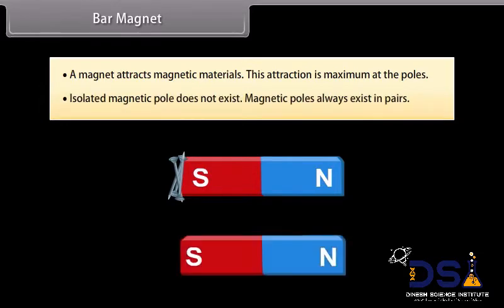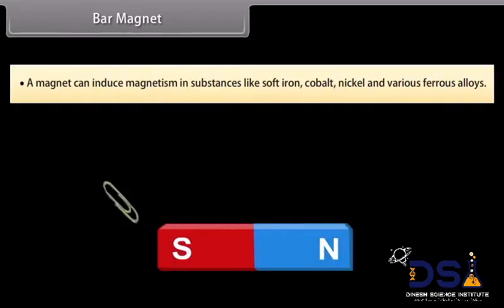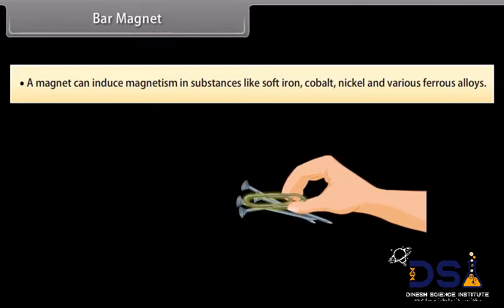Isolated magnetic pole does not exist. Magnetic poles always exist in pairs. A magnet can induce magnetism in substances like soft iron, cobalt, nickel, and various ferrous alloys.